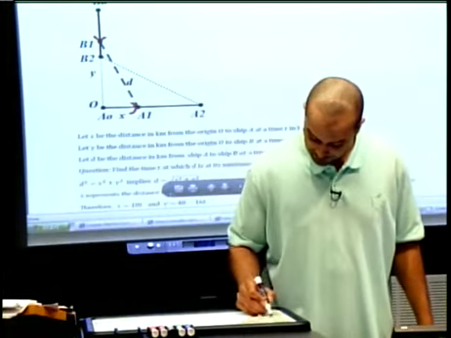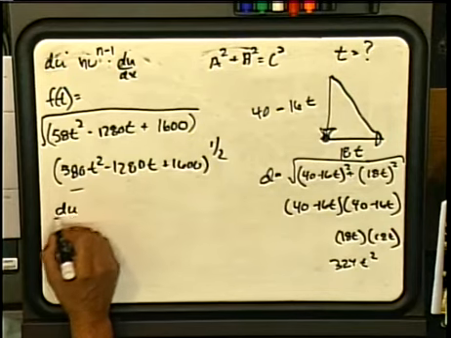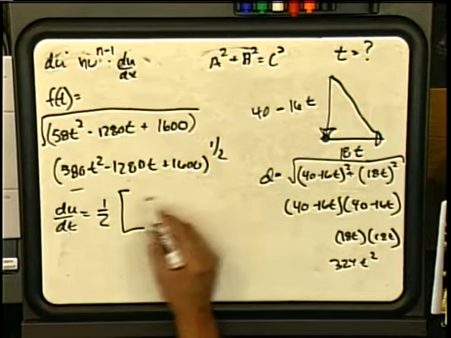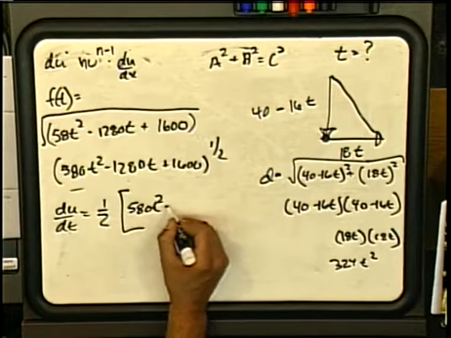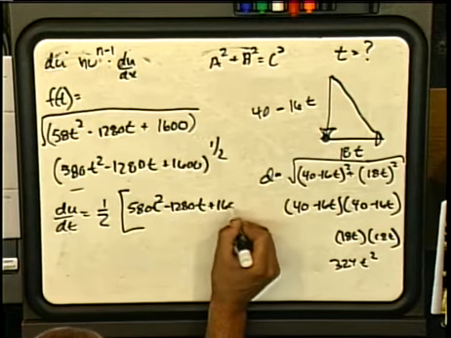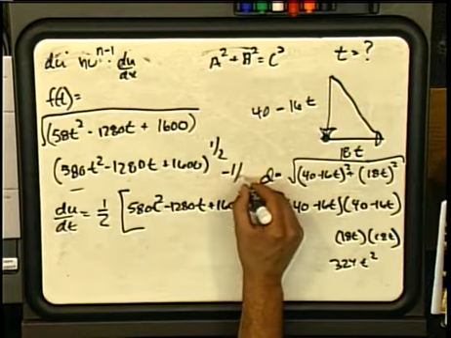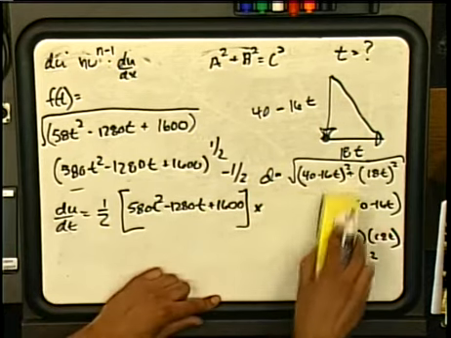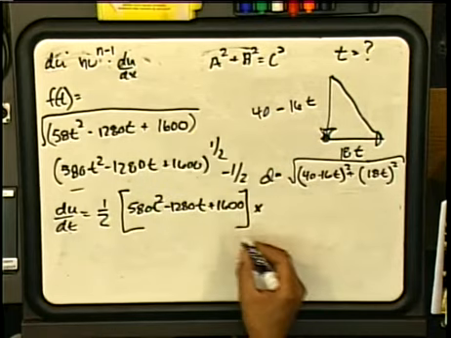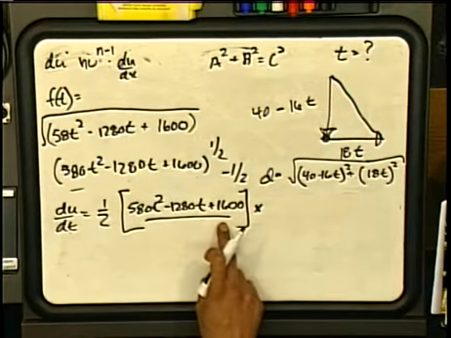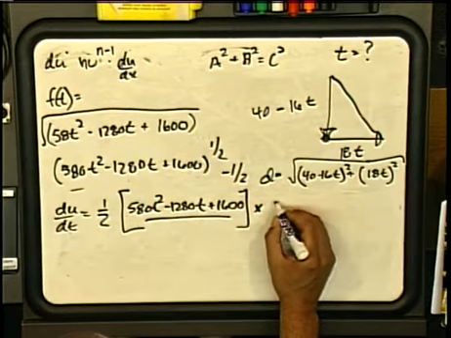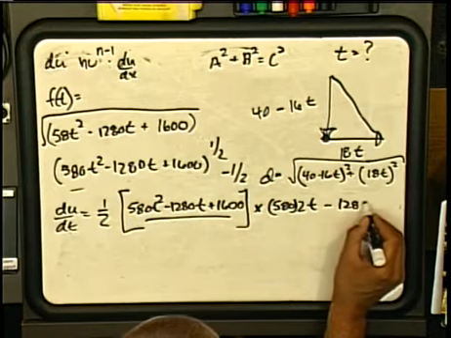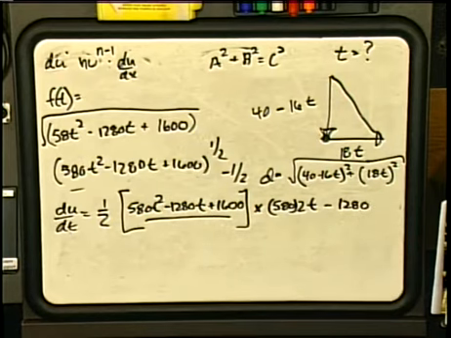Okay, so we're gonna take the derivative, apply the chain rule, and that'll be 1/2 times all of this, to the negative 1/2, times this prime, the derivative of all of this, which is 580 times 2t minus 1280. That's it. Gotcha.